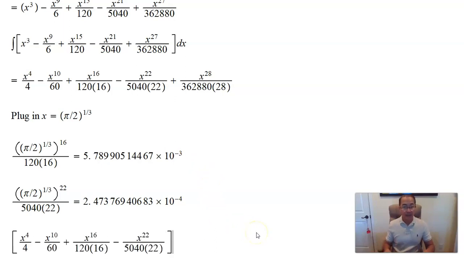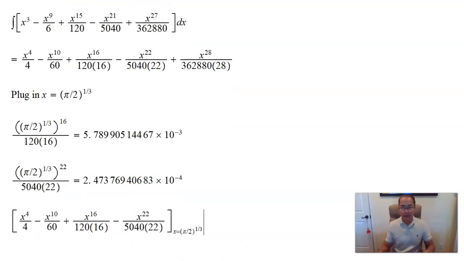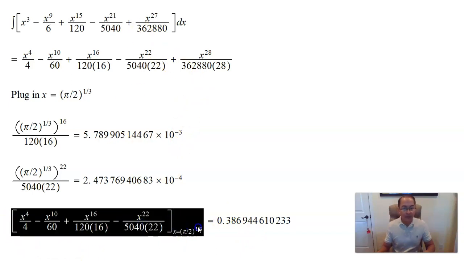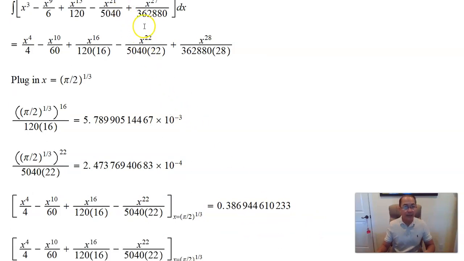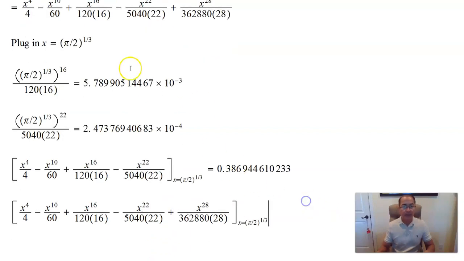And we will ask it, would you kindly plug in our x into that whole mess? And you know how to do this by hand on your calculator, of course. So we are going to get 0.38969 and so on. Would you like to see what would happen if we add one more term? Is it going to be much different? So let's add the 28 power right there. Okay, do we get much of a difference?